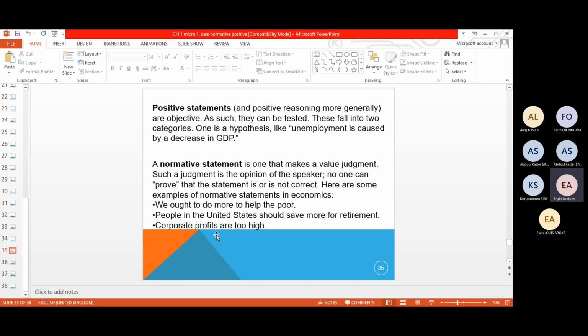Here are some examples of normative statements in economics. We ought to do more to help the poor. People in the United States should save more for retirement, and corporate profits are too high. Or you may say we have to open more factories for reducing unemployment. This kind of judgment, or statement, is normative. And the other one, where you just give some information about the existing conditions, is the positive statement. I hope you understand what I am telling you.